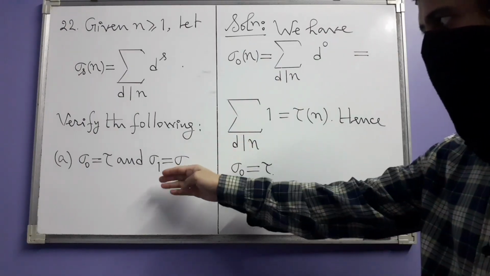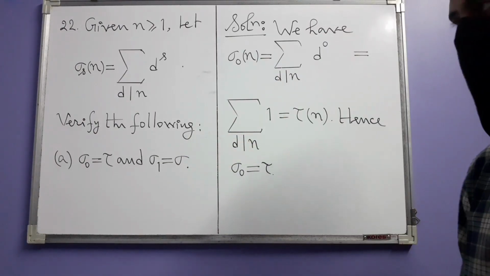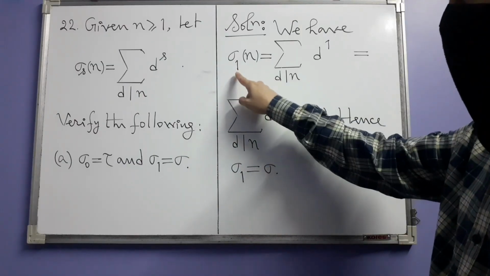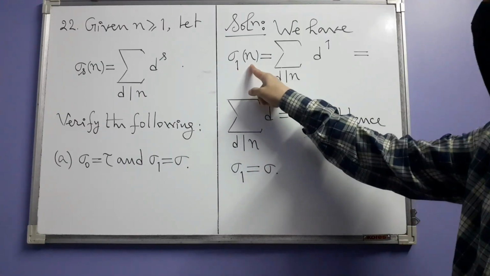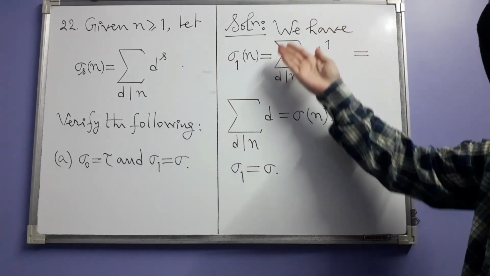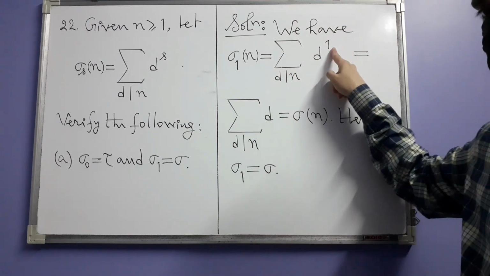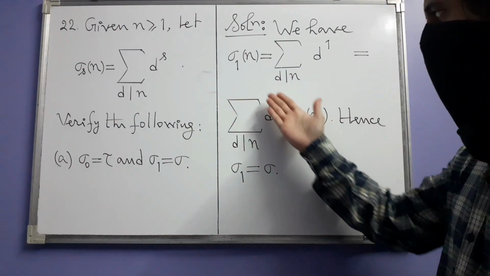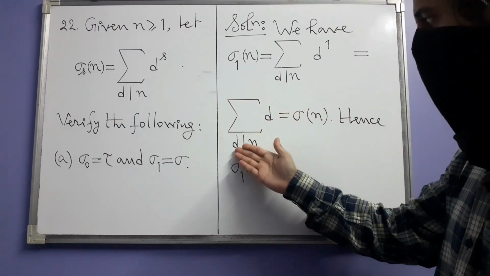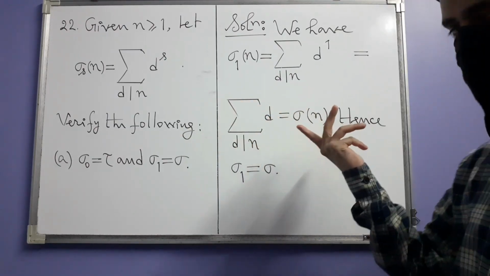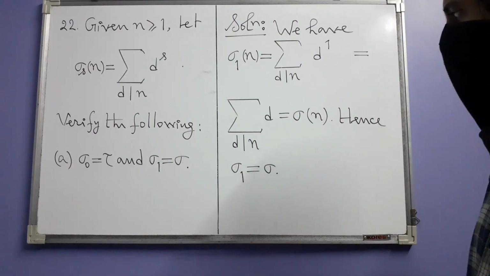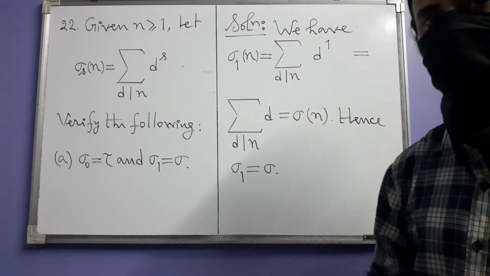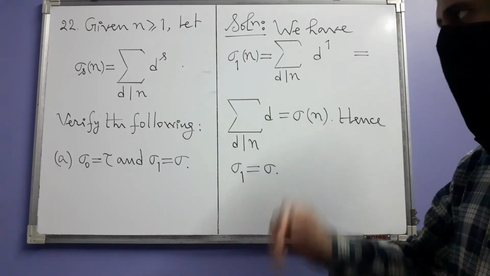Similarly, the other claim will also come. Let's see that. This time we take sigma 1 and calculate its value at n. Again, by the definition, this is just this sum where in place of s now we have 1. So you get this, and this is just the sum of all the positive divisors of n, which is what sigma of n is. And that is why sigma 1 and sigma are identical. So that's part A. Next, let's see part B.